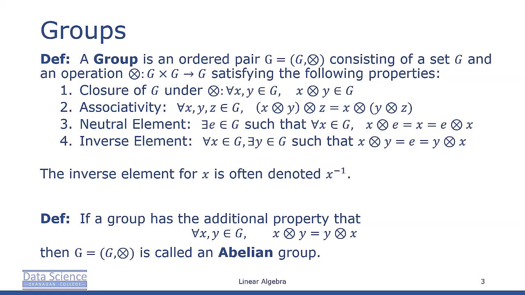We note that x inverse, or x to the -1, doesn't mean 1 over x in this sense. In fact, the operation ∘ that I keep referring to can be any number of operations that we already know. Here's another definition. If this group has the additional property that for every x and y in G, x ∘ y equals y ∘ x, then we call our group abelian.